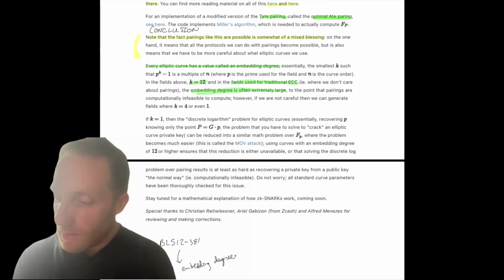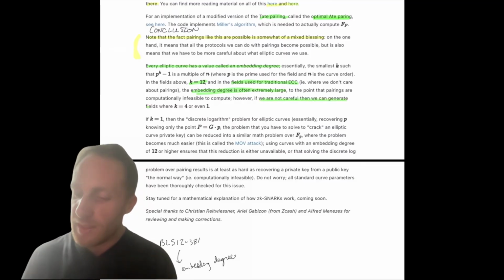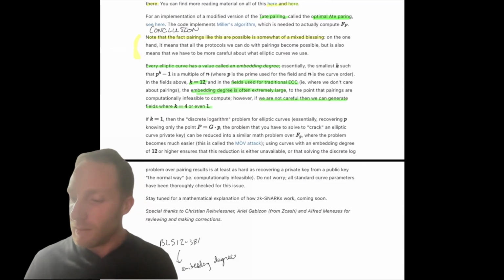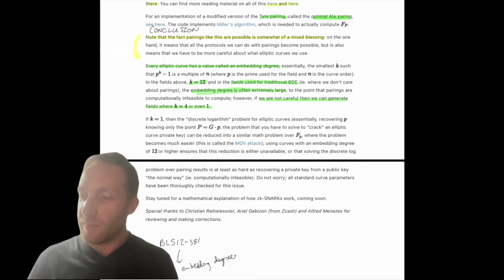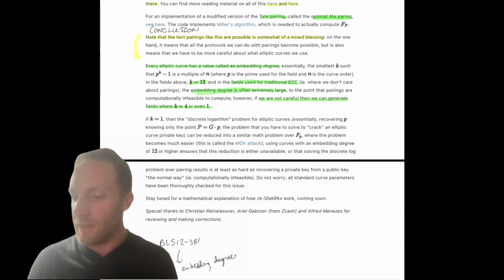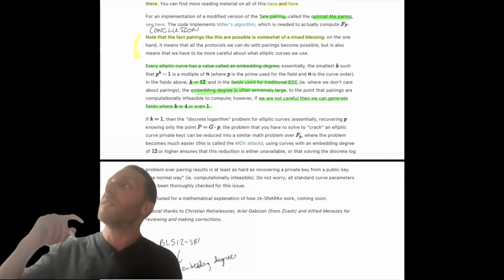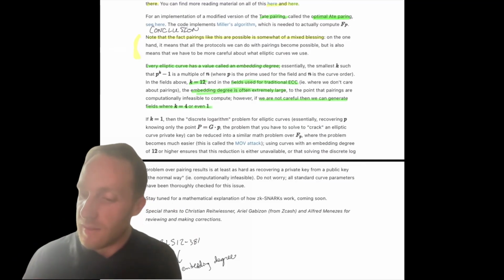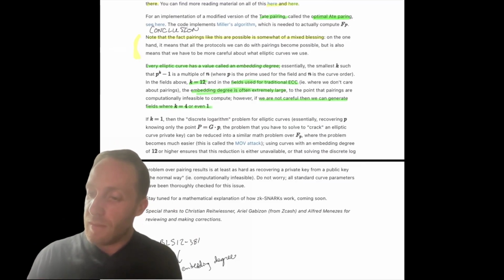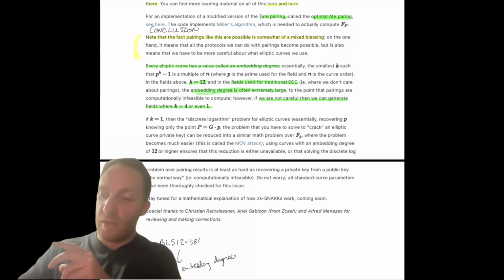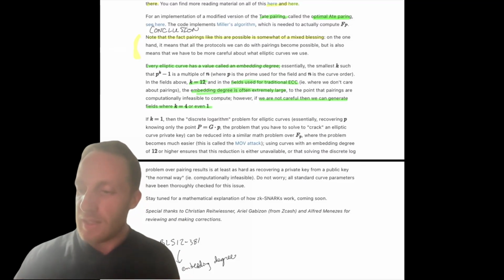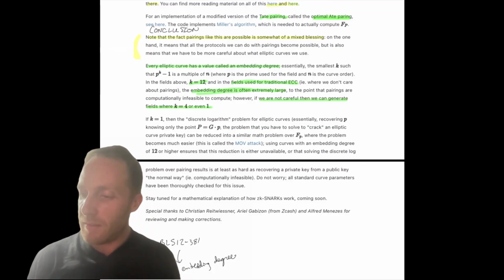If it's too small, if we are not careful, we can generate fields where, I don't know why he says field. I'm guessing he meant the actual elliptic curve and not the field, because all of these live on the same field. I'm not sure what he's talking about here, but oh, I think he means the field that is the order of the elliptic curve. Anyways, I will need to get back to this because I'm not quite sure.